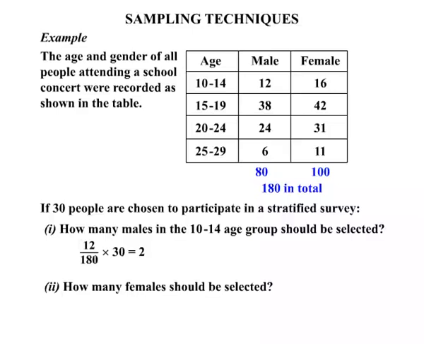How many females should be selected? Well, let's look at the females there. There was 100 in total. So as a fraction, they made up 100 of 180. So we use that fraction, multiply by the 30 people for this survey, and when we calculate that, it works out to be 17. Okay, we've rounded that off to the nearest whole number.